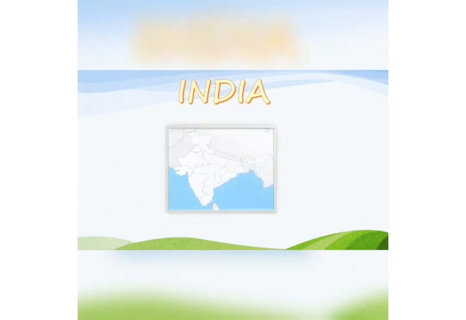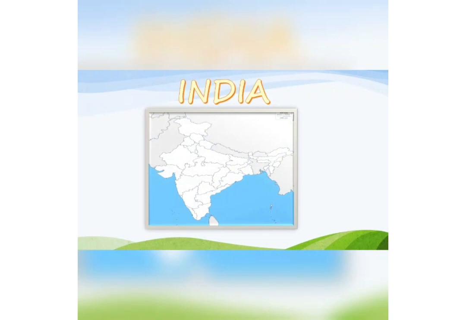Children, you know that we live in India. Let's start with directions. We have four directions which are universal. In the India map, on the top is the north direction, bottom is the south direction, to the right is the east direction and to the left is the west direction.